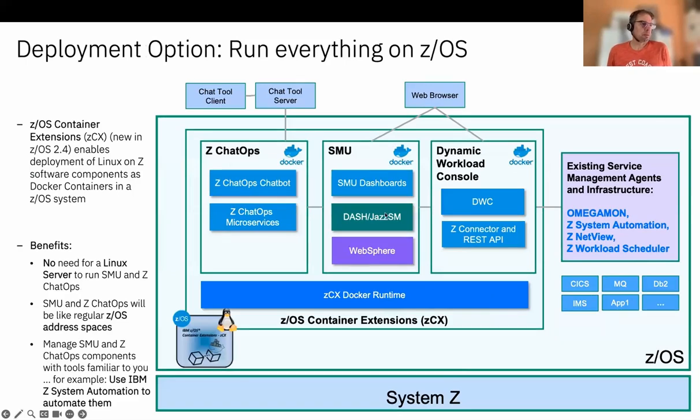This picture actually shows the deployment option of running it in CCX. So you can run all those containerized components that we have in our various products also deploy on CCX to have everything running on COS. That includes, for example, Z ChatOps, but also SMU. For example, if you want to make use of the dynamic workload console, the web UI for the Z workload scheduler product, this is also available as a container. You can deploy all of those in CCX as well.